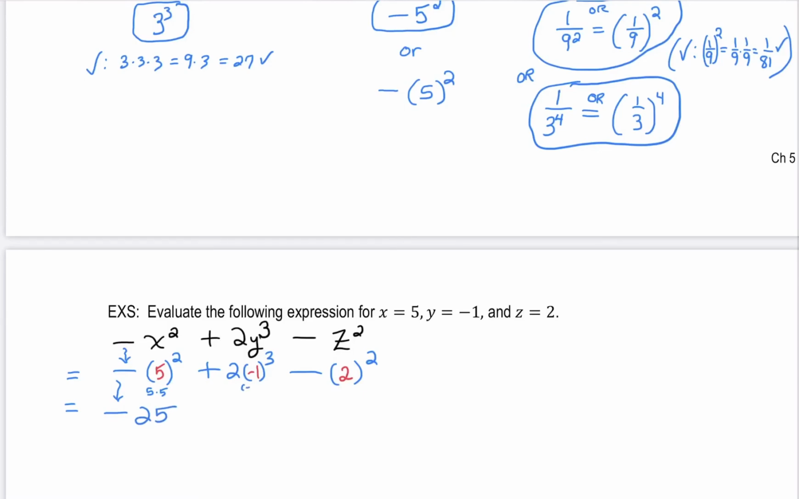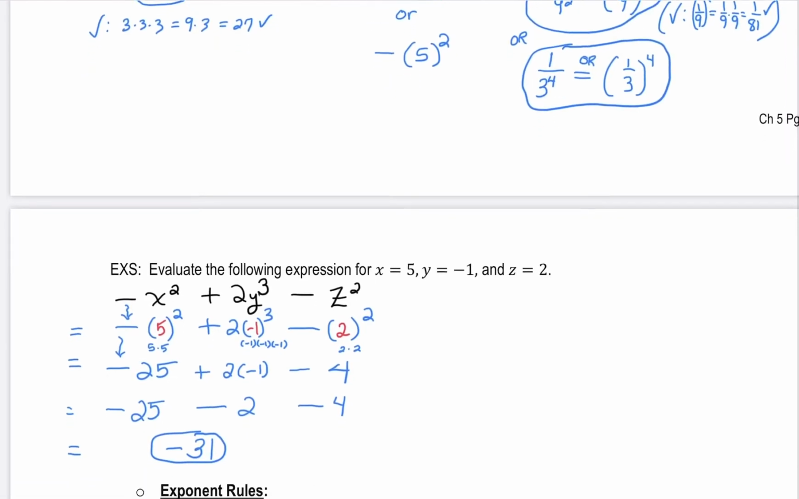On the second term, it is the -1 that is being cubed. Hopefully you remember a negative to an even power is positive, and a negative to an odd power is negative. So -1 times -1 would be 1, times another -1 would be -1. And then of course on the last term here, it's only the 2 that's being squared, so -4. So then just doing that little multiplication in that second term, that's really now -2. And then we're adding up 3 negative numbers. They're all negative, same sign, take the sum of all of them, that would be 31. And then in this case, -31 on that.